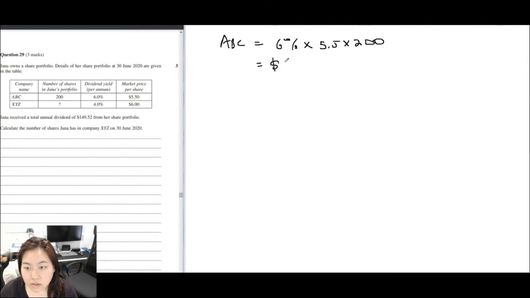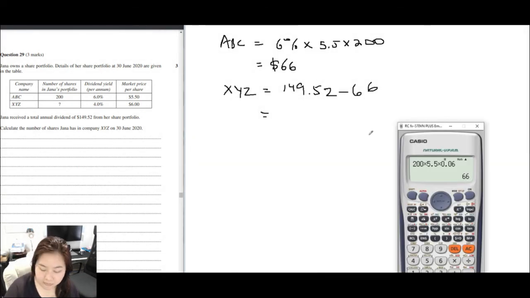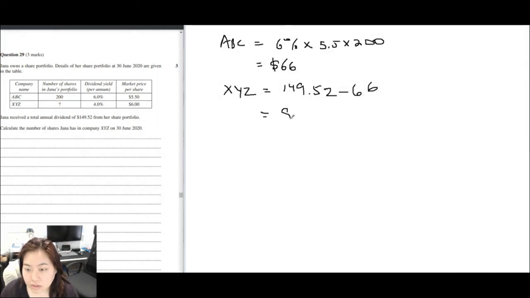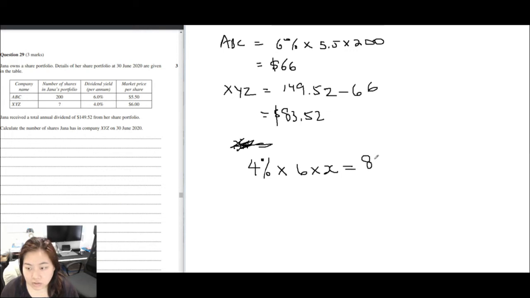$66. That means for XYZ she got $83.52. That means 4% of $6 times whatever, however many shares she's got, is equal to 83.52.